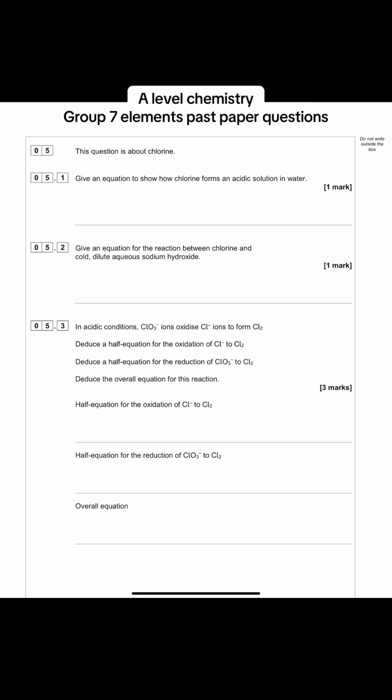So this is the first question. This is from 2024 exam paper 1, and this is about chlorine. So the main focus of the question is about chlorine. The first question: give an equation to show how chlorine forms an acid solution in water.